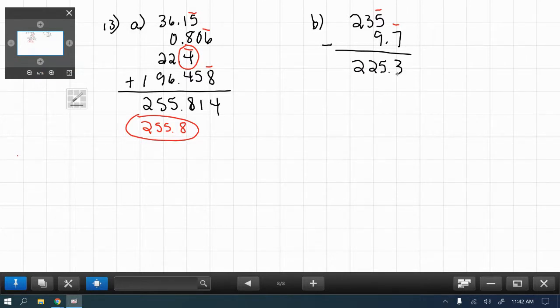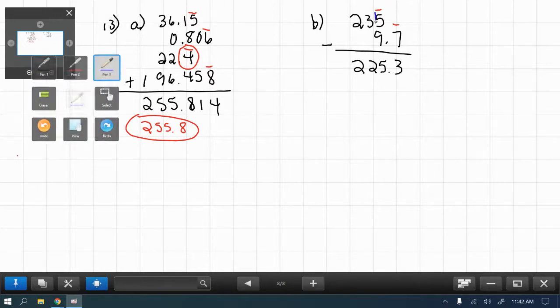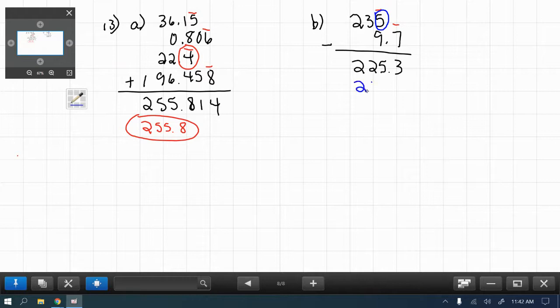225.3. Okay. So which number in the two numbers is the rightmost? The 7 and the 5. So which one's the leftmost out of those two? The 5. So your answer should have been 225. So that's how you do subtraction or addition, if you're working with significant figures.